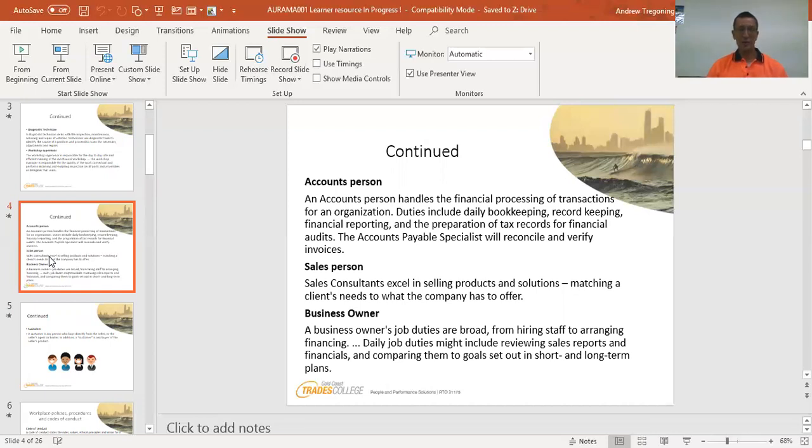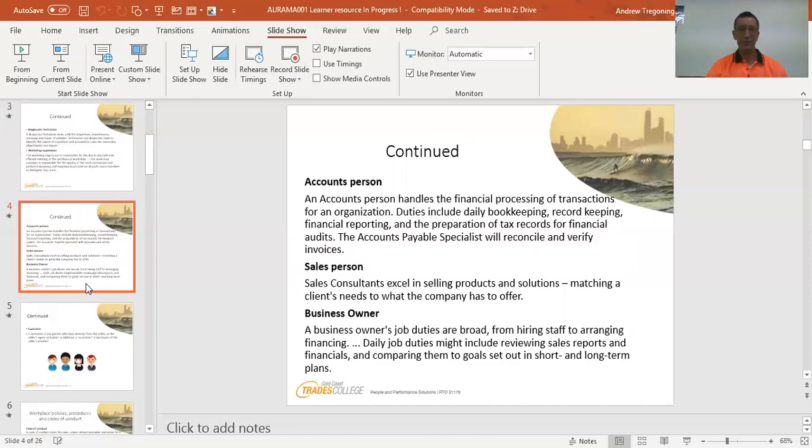Onto the sales side of the business, most businesses have some sort of sales aspect related to it. Sales consultants usually excel in selling products and solutions. So they might not be selling a tangible product, but they might be selling a solution to a problem. So matching a client's need to what the company has to offer is a typical role of a salesperson.